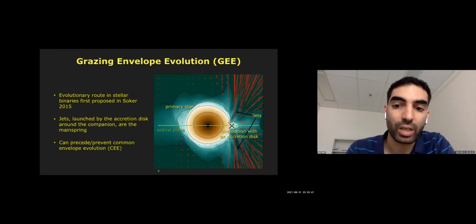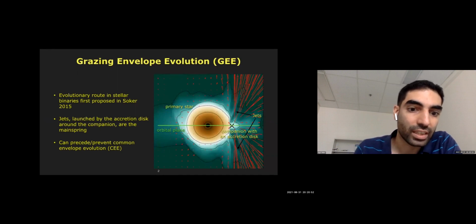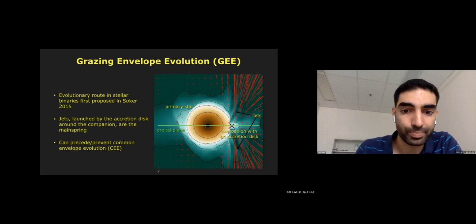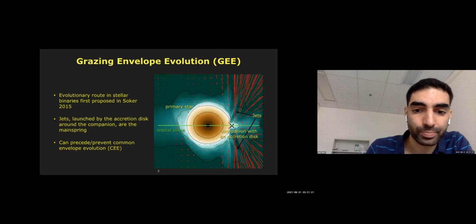I'll show you a density map taken from one of the simulations as an illustration of this process. The jets are launched along the rotation axis of the accretion disk that is pinned perpendicular to the orbital plane. They remove mass from below and above the companion, preventing its complete engulfment. If the jets are not able to form or not efficient in removing mass, the companion will exhibit strong gravitational drag forces, which will pull it deeper into the envelope, and common envelope evolution will commence. Efficient jets, on the other hand, will diminish the gravitational drag forces, and the companion will stop spiraling in.